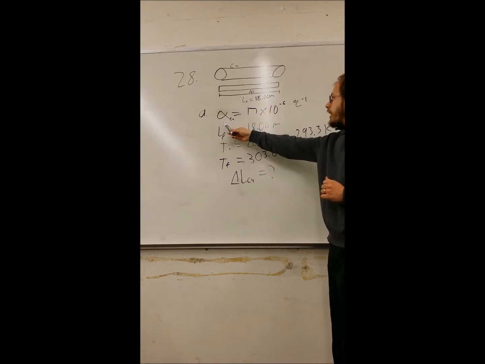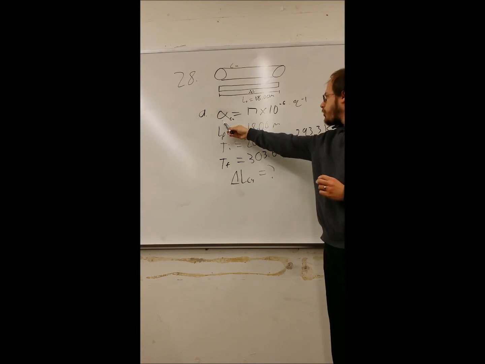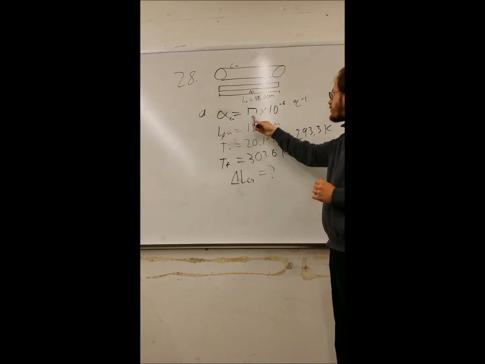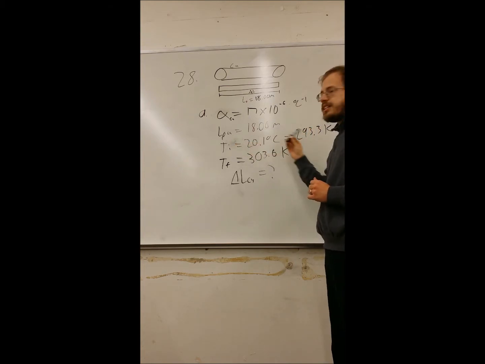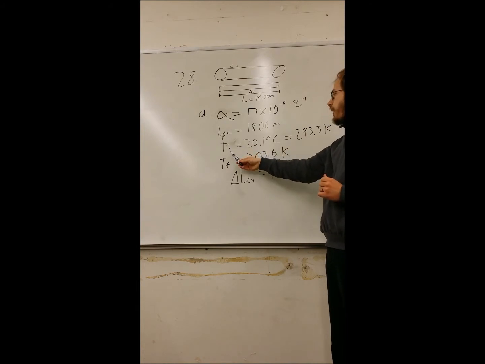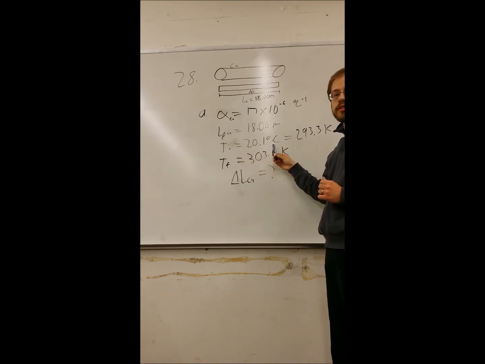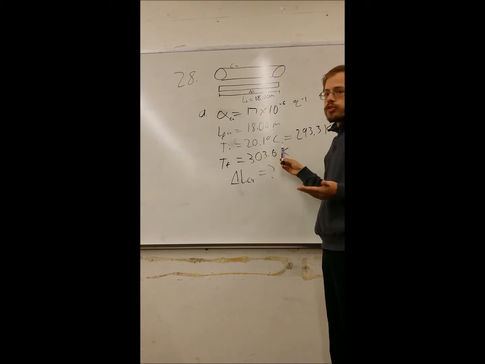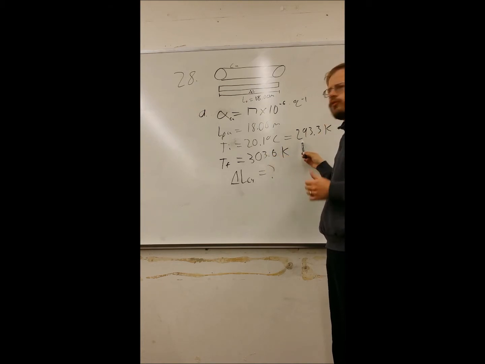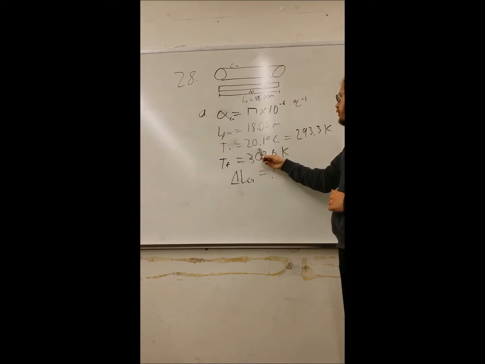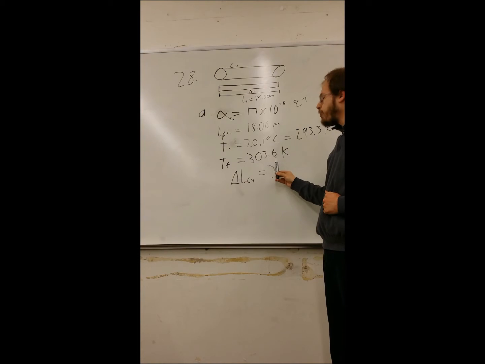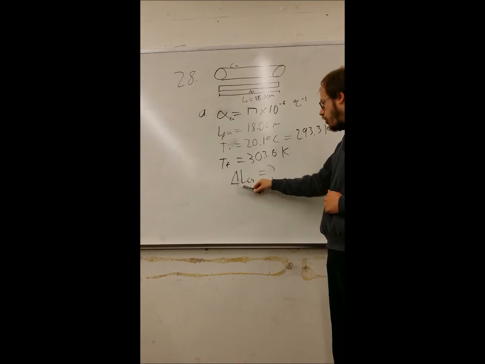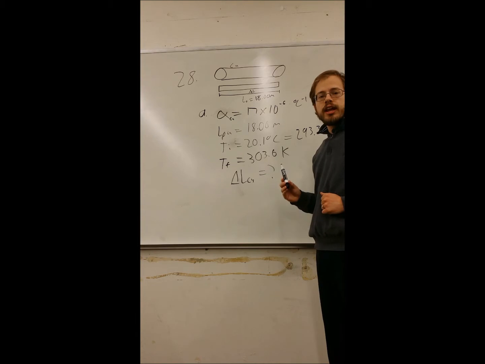So the thermal expansion coefficient for copper is given in the problem, 17 times 10 to the minus 6 inverse Celsius. The initial length of the copper is 18 meters. The initial temperature of the copper is 20.1 degrees Celsius. Now, you could do this in Celsius or Kelvin, it doesn't matter. I just went ahead and converted it into Kelvin. So 20.1 Celsius is 293.3 Kelvin. Temperature final, given in part A, is 303.6 Kelvin. And what we're trying to solve for in part A is the change in length of the copper.